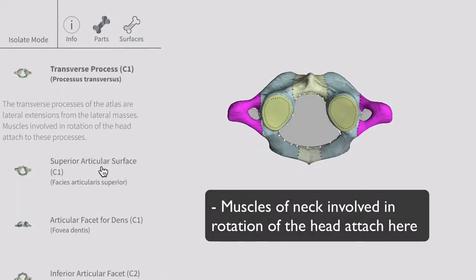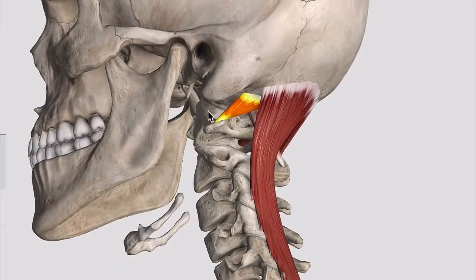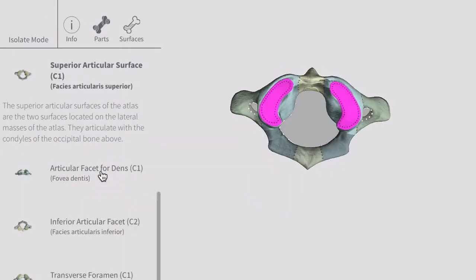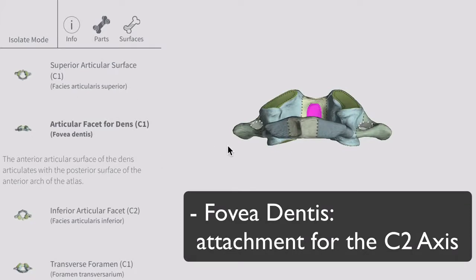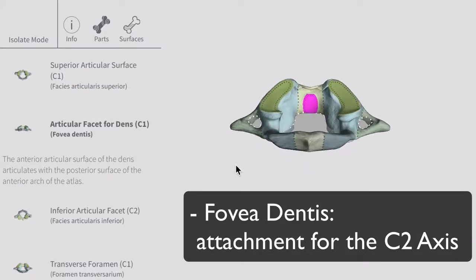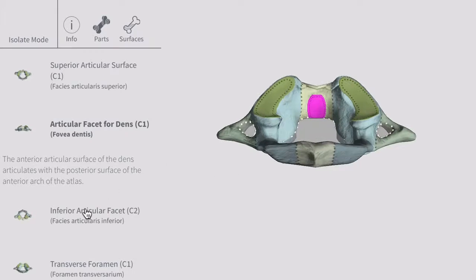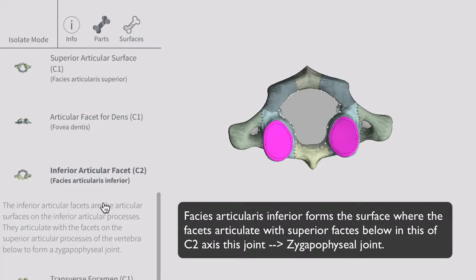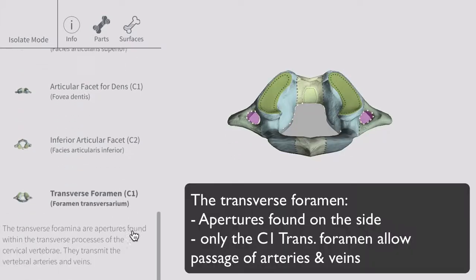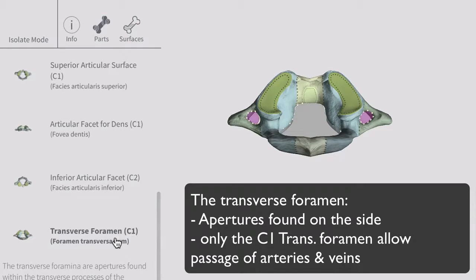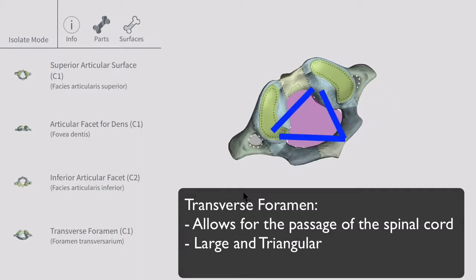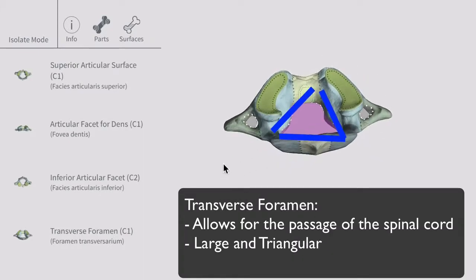You have the muscles of the neck involved in the rotation of the head, so as shown here, attached to the transverse process. You also have a superior articular surface to which the occipital condyle is attached, and the fovea dentis, which is found on the posterior side of the anterior tubercle, or the anterior arch, should I say. And the transverse foramen is the aperture found on the side. Only the C1 transverse foramen allows passage for veins and arteries. It is large and triangular in shape, so that's one thing you want to note down.